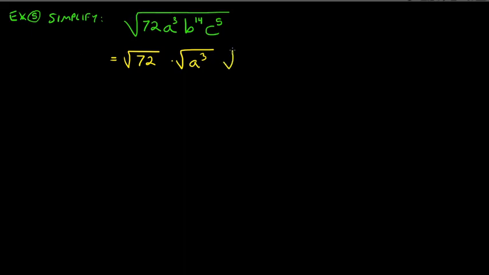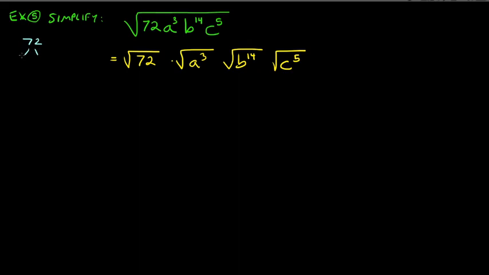What else do we have? We have the square root of b to the 14. Certainly 14 is not less than 2. And c to the 5, and 5 is not less than 2. So we've got to simplify all these, right? So let's start with the 72. For the 72, remember we have to do the factor tree.